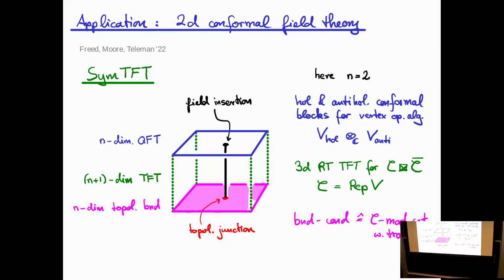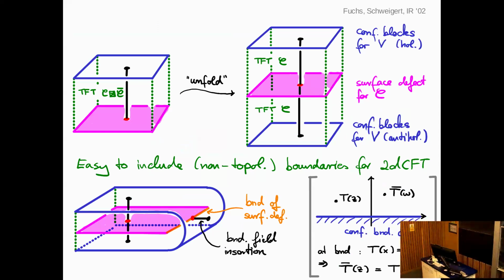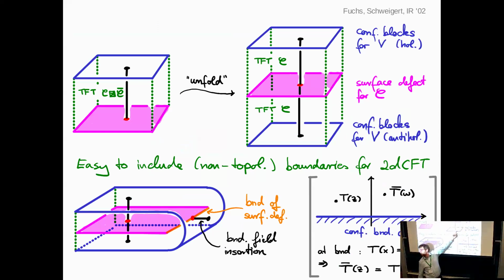And that goes away in the next picture where you fold this up, and then both of these sides have holomorphic dependence, but you've flipped the complex structure.